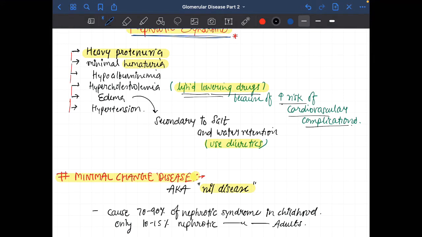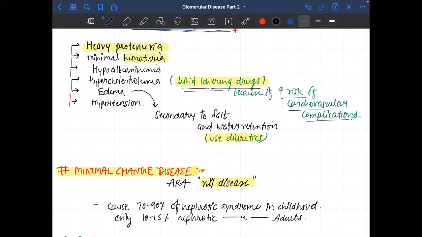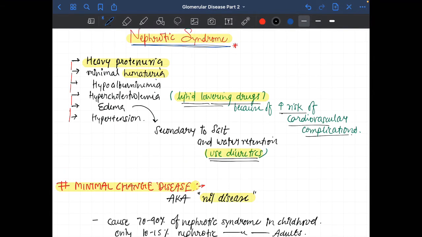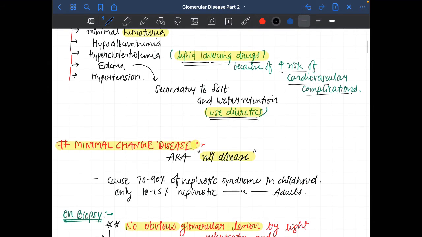Because of the hypoalbuminemia, the patient should be given lipid lowering drugs, because there is so much cholesterol in the blood that it can lead to cardiovascular complications. So lipid lowering drugs are indicated in nephrotic syndrome. Also, there is edema because of salt and water retention, so the patient should be given diuretics. So two managements are here: we have to give lipid lowering drugs and also diuretics to treat the complications.